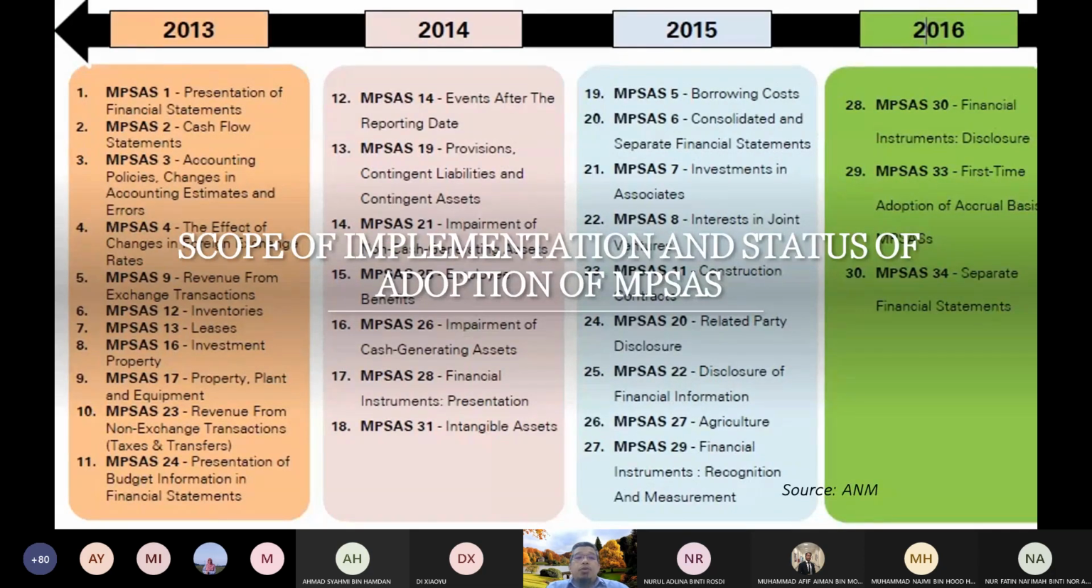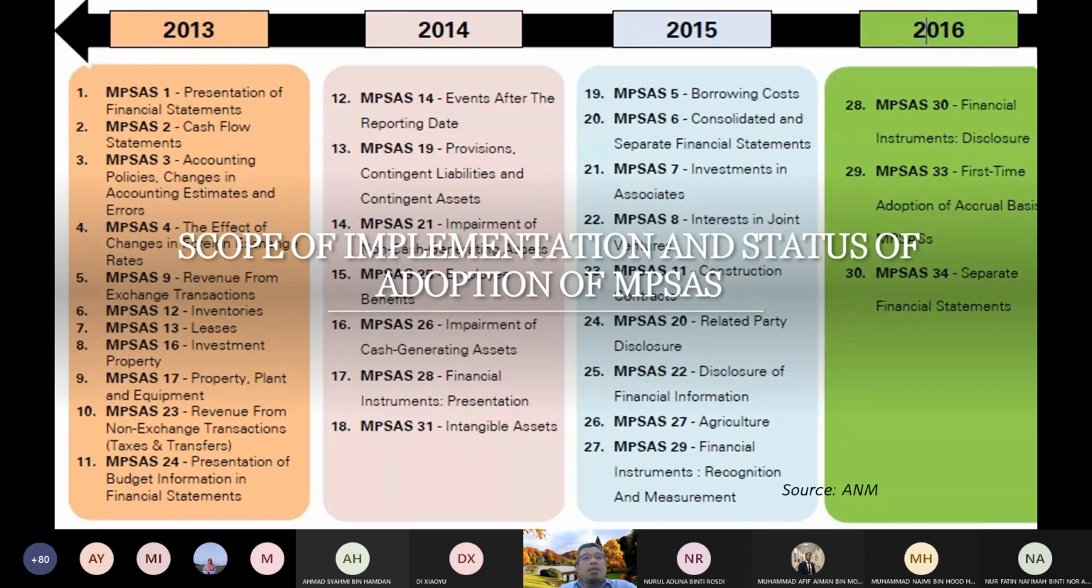Right. So, scope of implementation and status of adoption of MPSAS, you can see. It's not an outright adoption for the whole, because I think it takes time for them to review and then to adopt from IPSAS to MPSAS. So you can expect that it takes place in stages from 2013.